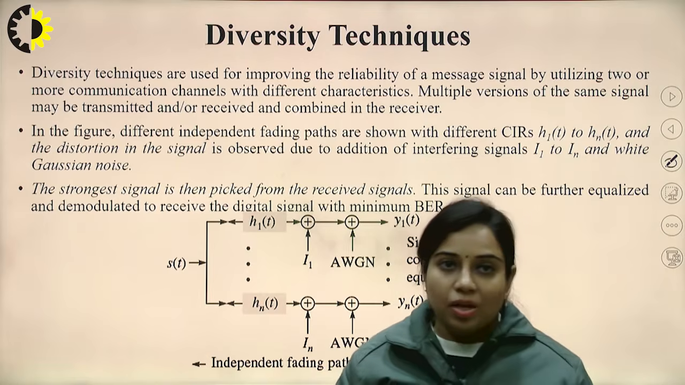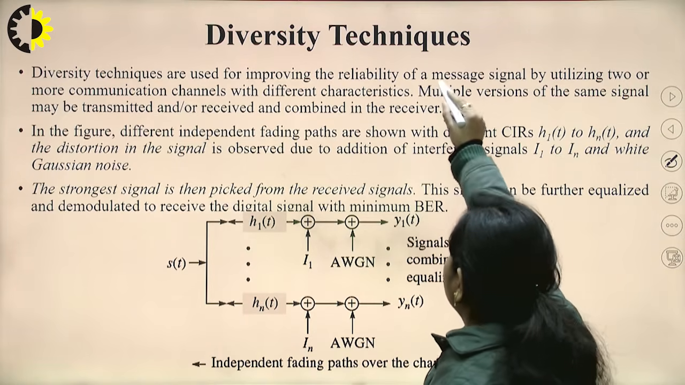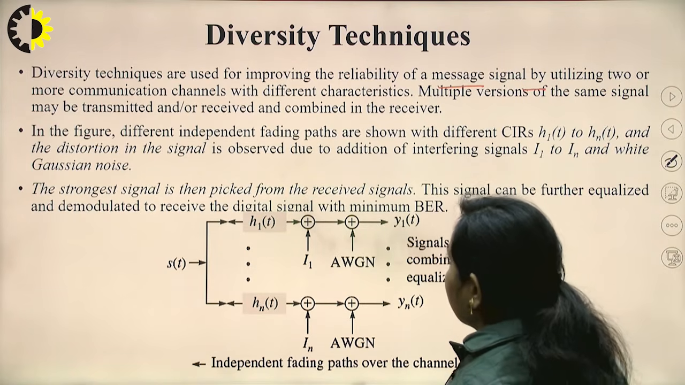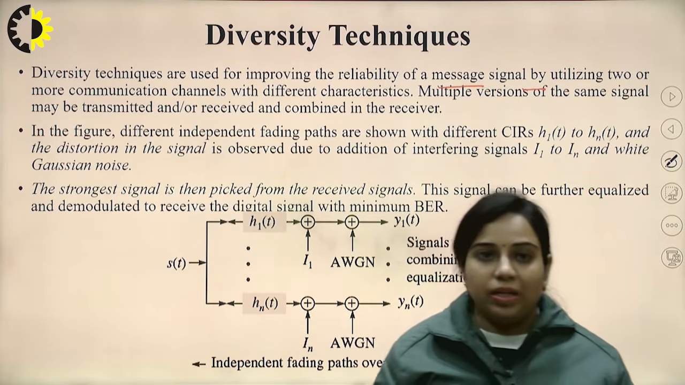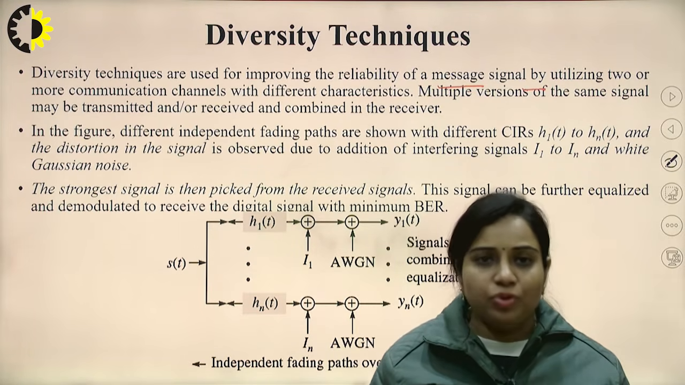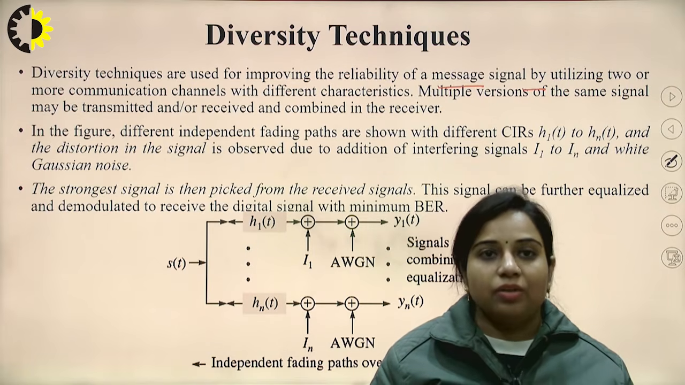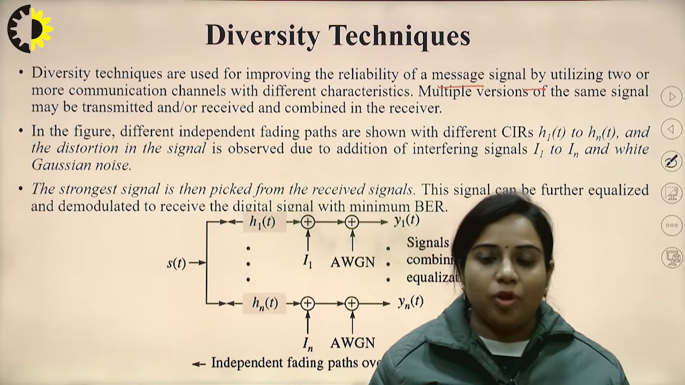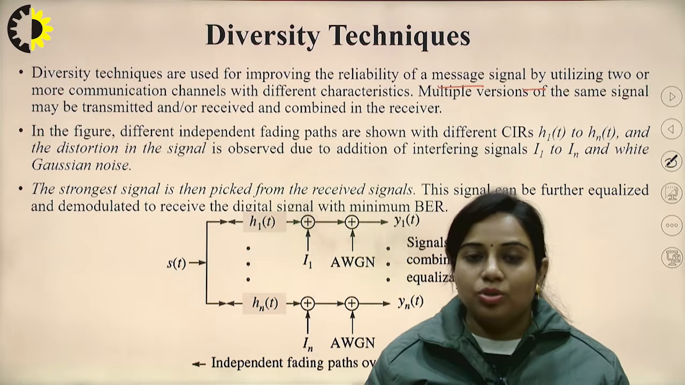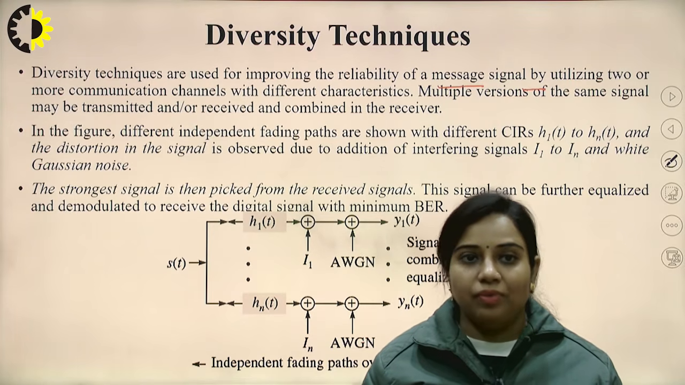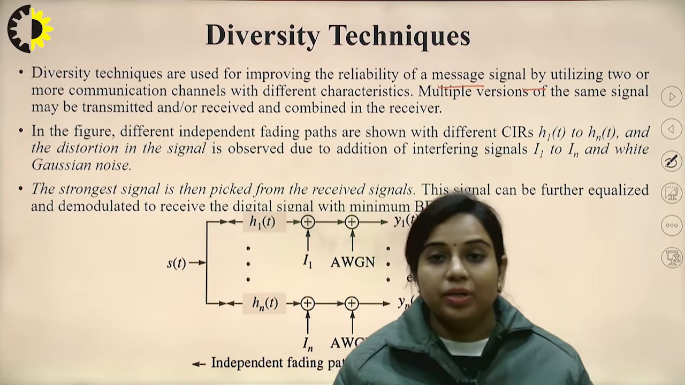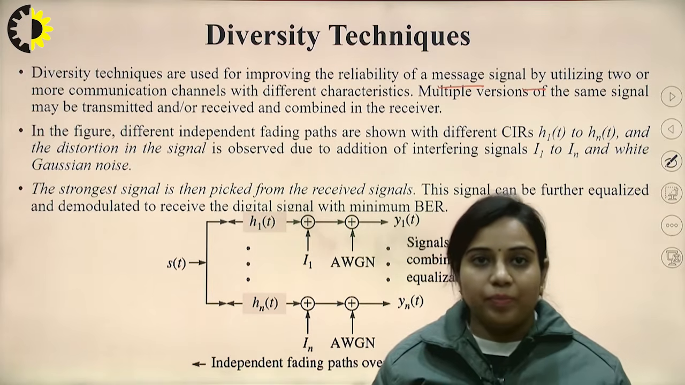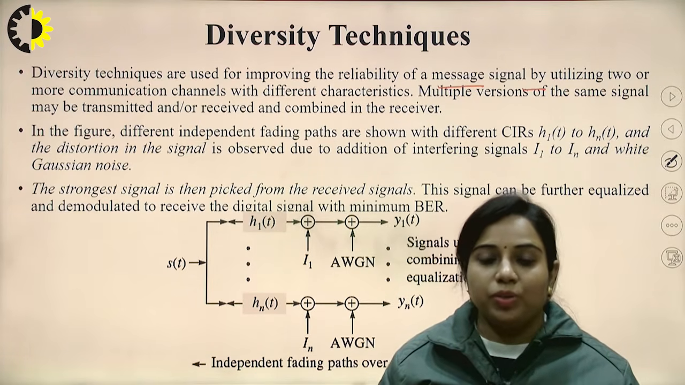Diversity techniques are used for improving the reliability of a message signal by utilizing two or more communication channels. When we want to transmit any information over a channel, of course we require a channel, but multiple channels can also be used instead of a common channel, because in the case of a common channel there is a problem of inter-symbol interference. To remove that situation, we can use multiple channels, which comes under diversity techniques. That is a more reliable option as compared to a single channel connection between the transmitter and receiver.